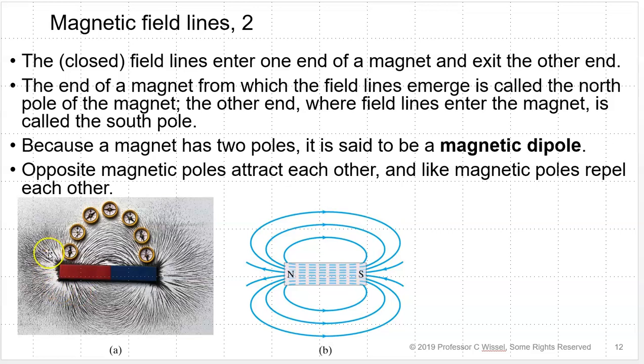Now here's a picture made by sprinkling iron filings around a magnet. And you can see the filings line up to show the magnetic field lines around the outside of the magnet. However, they don't show the field lines inside the magnet. For that, this diagram suffices. They come out of the North Pole, circle through space, enter the South Pole, and continue through the magnet back to the North Pole. They always form closed loops.